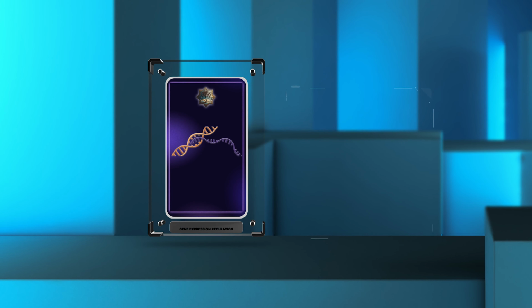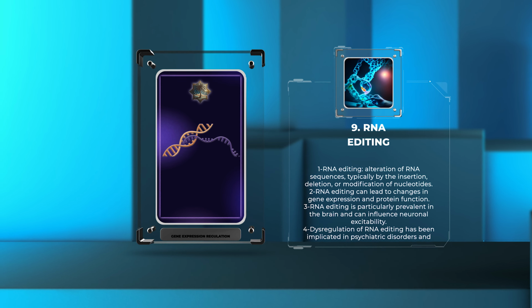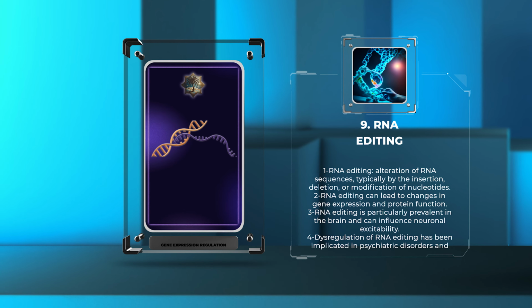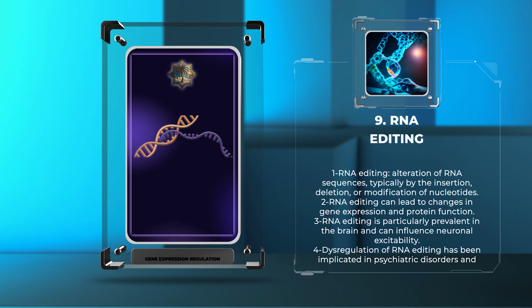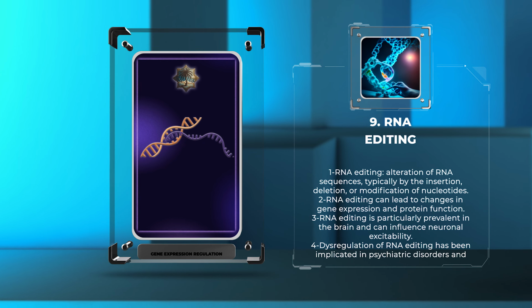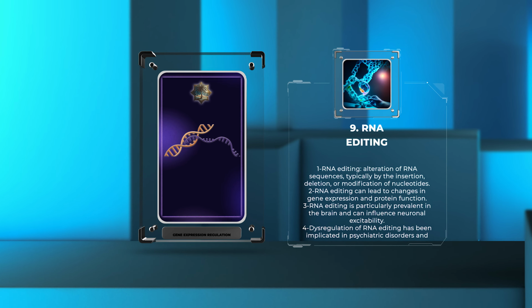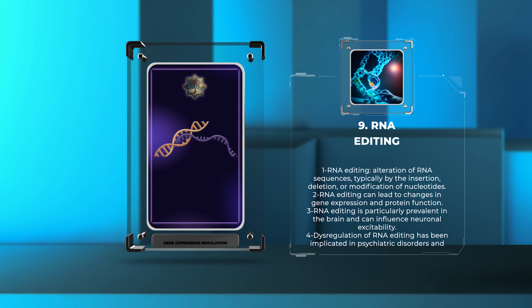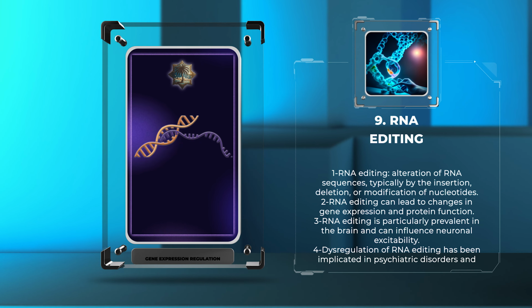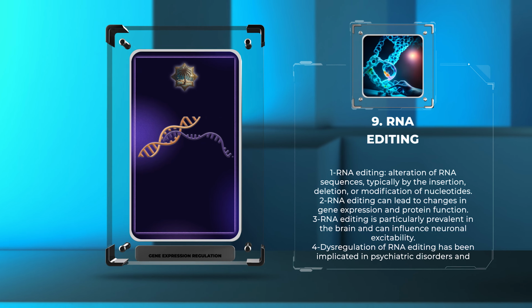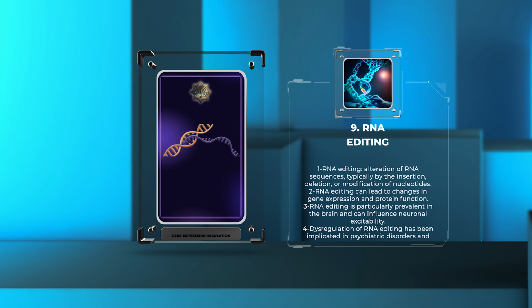RNA editing is a post-transcriptional modification process that involves the alteration of RNA sequences, typically by the insertion, deletion, or modification of nucleotides. This process can be mediated by RNA editing enzymes, such as adenosine deaminases acting on RNA, ADARs, and can lead to changes in gene expression and protein function. RNA editing is particularly prevalent in the brain, where it can modulate neurotransmitter receptors and influence neuronal excitability. Dysregulation of RNA editing has been implicated in psychiatric disorders, such as schizophrenia, as well as neurodegenerative diseases.